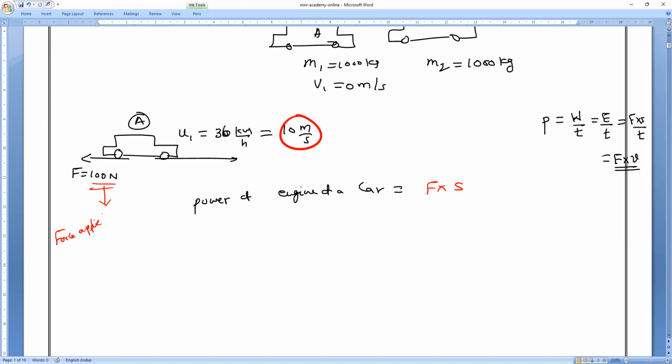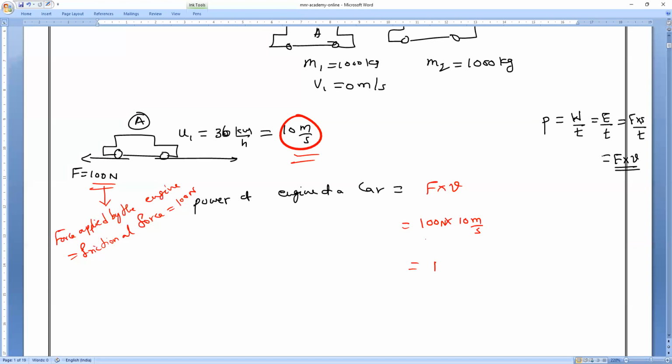Force applied by the engine, because it is moving at a constant velocity, is equal to the frictional force. So how much is it? 100 newtons. So 100 newtons into, sorry, it is not S, it is velocity. F into V. What is the velocity? It is moving with what velocity, guys? Yes, 10 meter per second.